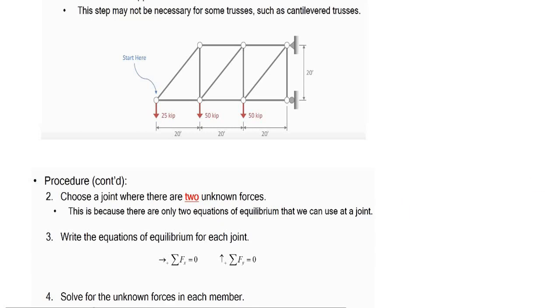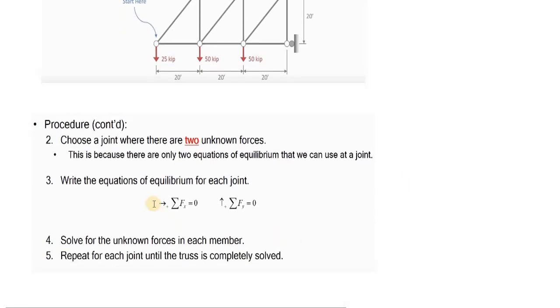So the next step, step 3, is we need to write the equations of equilibrium for each joint. The summation of all the forces in the x direction needs to be equal to 0, and the summation of all the forces in the y direction needs to be equal to 0. As you can see, the forces acting to the right are going to be positive, while the forces acting upward are going to be positive as well. The next step is you just need to solve for the unknown forces in each member. Then the last step, you just need to repeat for each joint until the truss is completely solved. So this is how we can use the method of joints to analyze a truss.